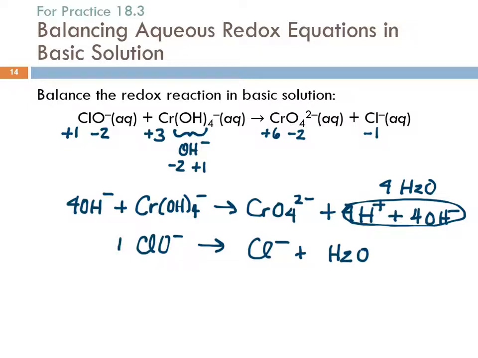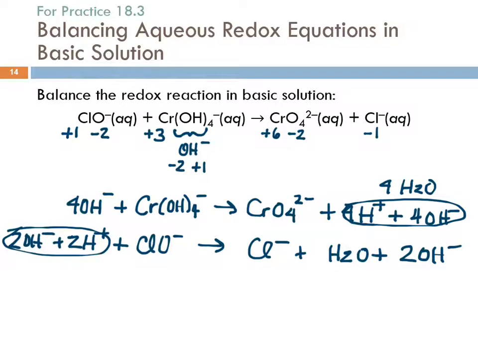Okay, so that took care of the oxygens, and then I have to take care of the hydrogens. So 2 hydrogens on the left, 2 hydrogens on the right. But this is basic solution. So I need to add 2 OHs, and 2 OHs over here. And this is equal to 2 water molecules. Cancel one here.